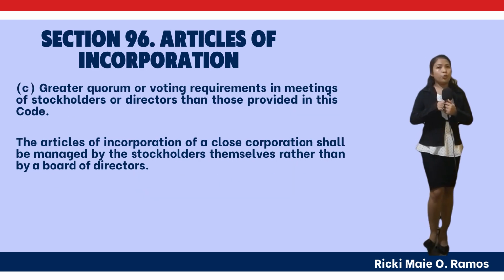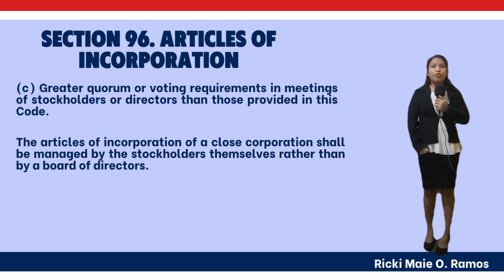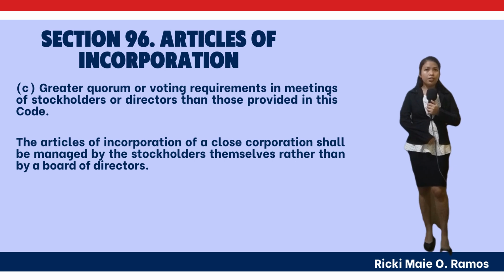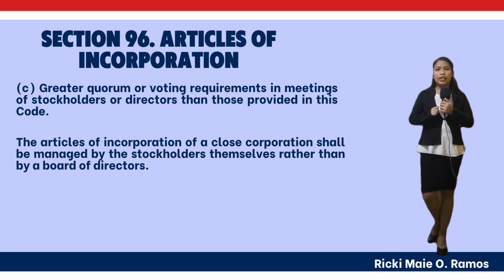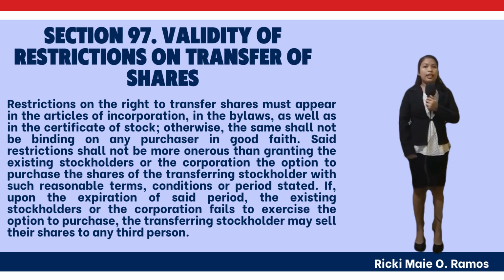Third, greater quorum or voting requirements in meetings of stockholders or directors than those provided in this Code. The articles of incorporation of a closed corporation may provide that the business of the corporation shall be managed by the stockholders themselves rather than by a board of directors. Then the stockholders shall be subject to all liabilities of a director. The articles of incorporation may also provide that all or certain specified officers or employees shall be elected or appointed directly by the stockholders.